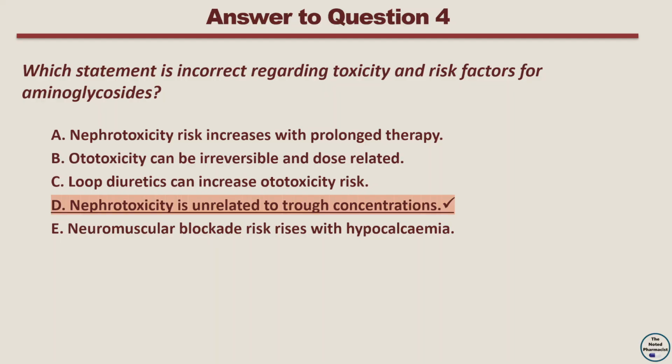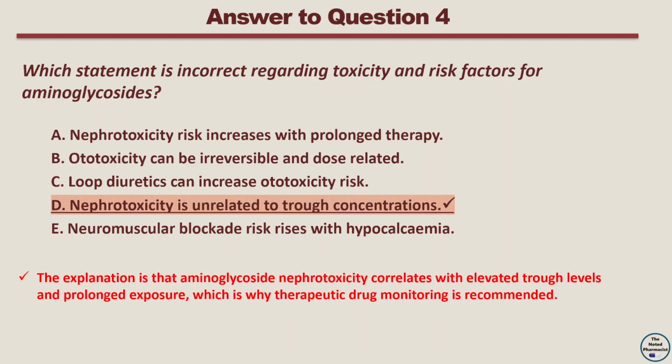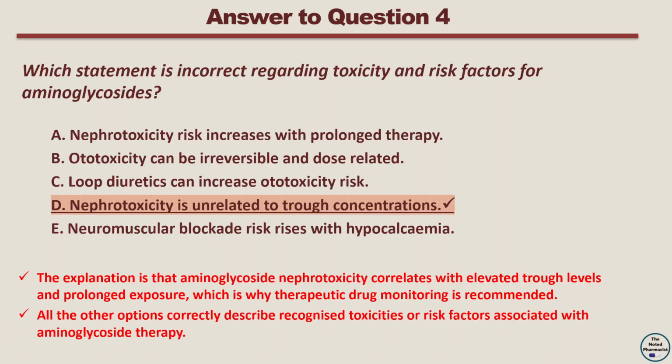The correct answer is option D. Nephrotoxicity is unrelated to trough concentrations. The explanation is that aminoglycoside nephrotoxicity correlates with elevated trough levels and prolonged exposure, which is why therapeutic drug monitoring is recommended. All the other options correctly describe recognized toxicities or risk factors associated with aminoglycoside therapy.